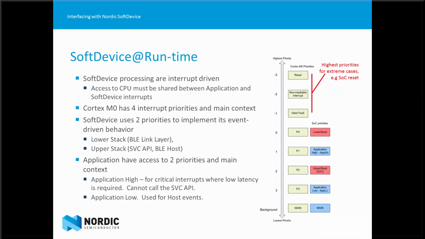I just want to add that on Cortex M0 we actually have 3 more interrupt priorities, but those are for the system to send out hard fault or non-maskable interrupt and to reset. So it's not accessible from the application.